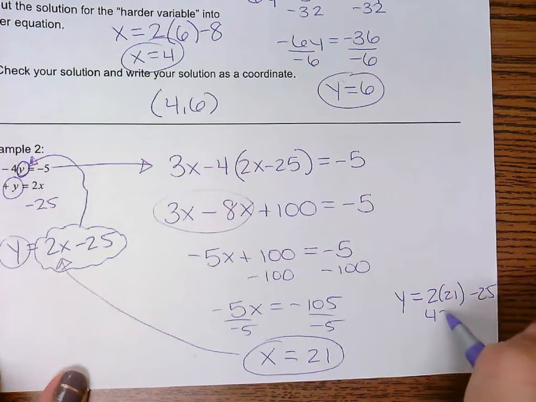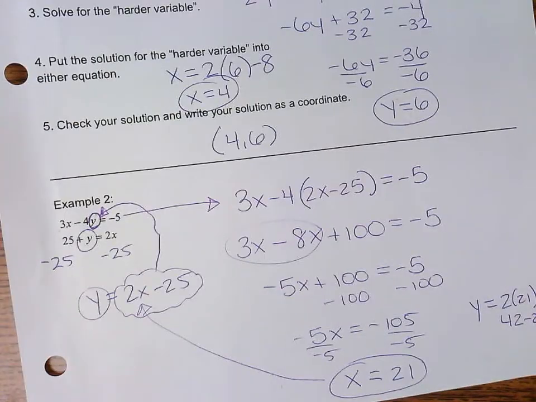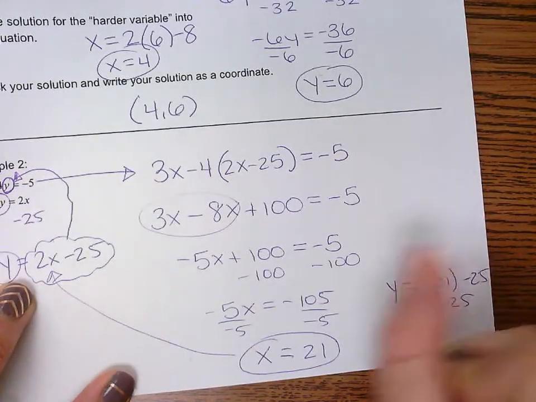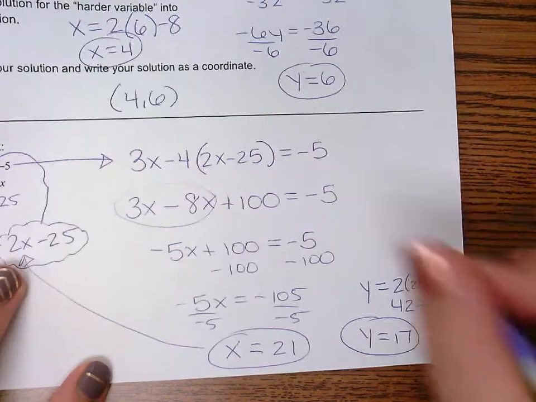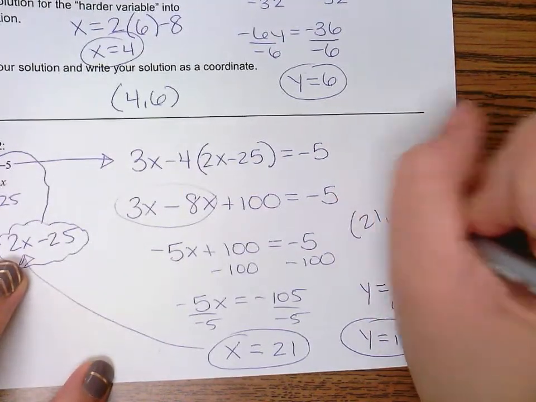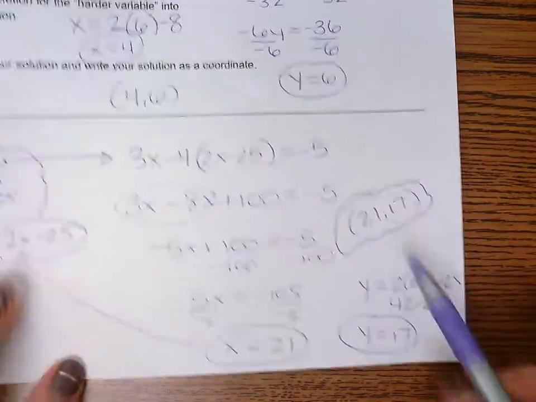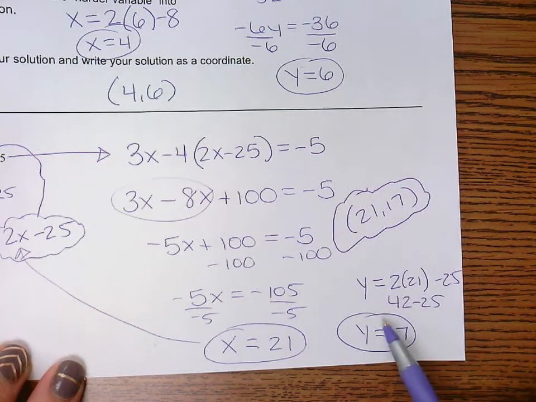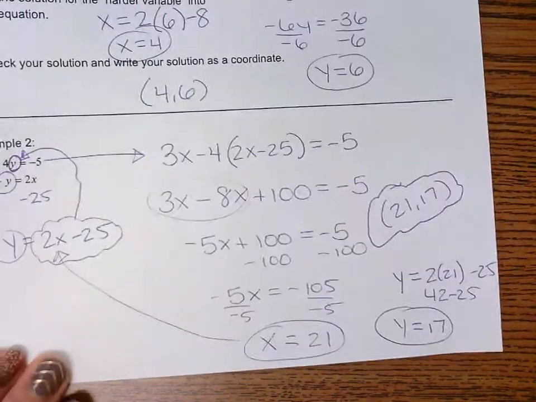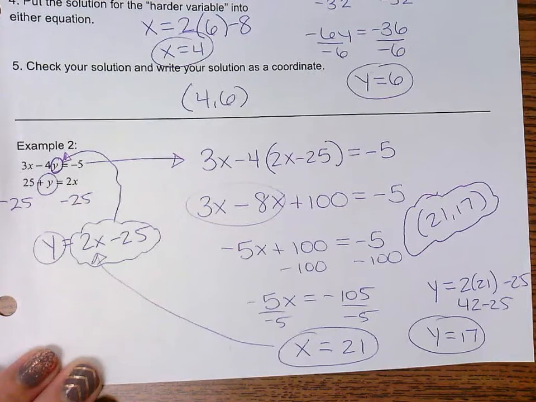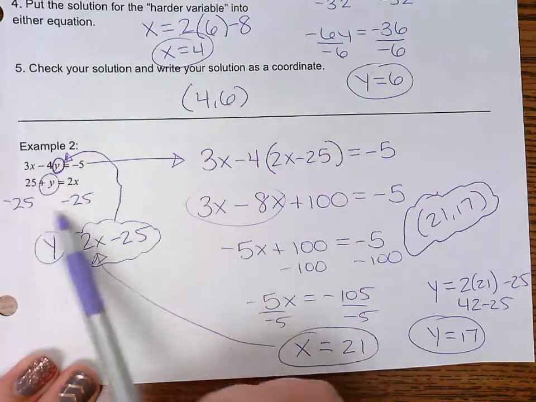So 42 minus 25 is how much? 42 minus 25 is 17. So y has to be 17, and for good measure, it's nice to write your final answer as the coordinate 21 comma 17 because it's a point of intersection. So that was a little bit harder. We had to solve for one of the variables at the beginning.